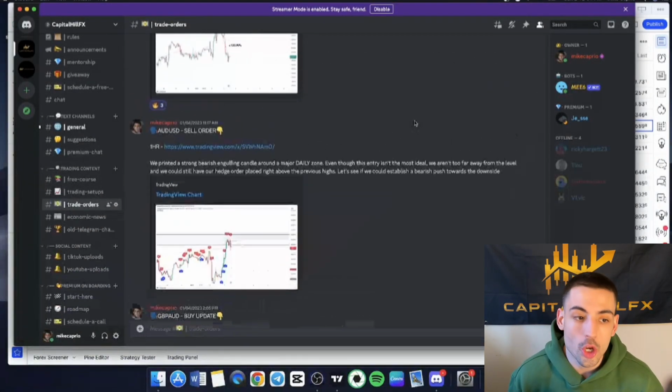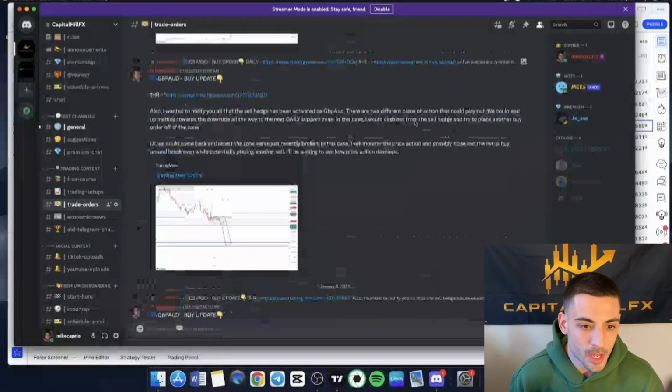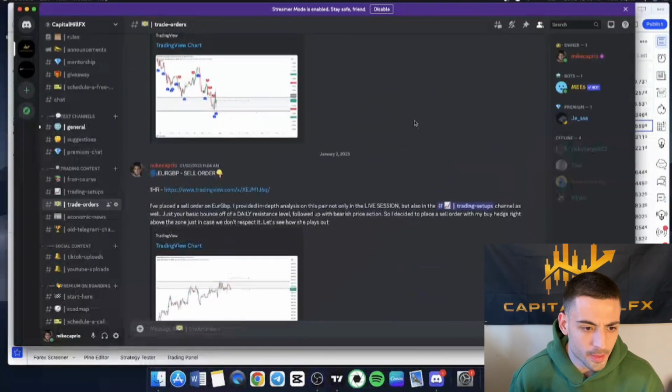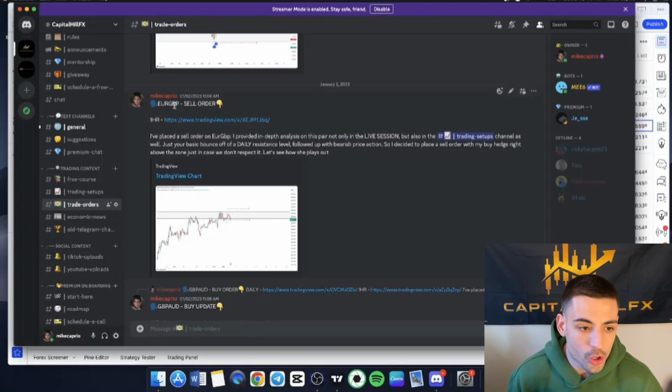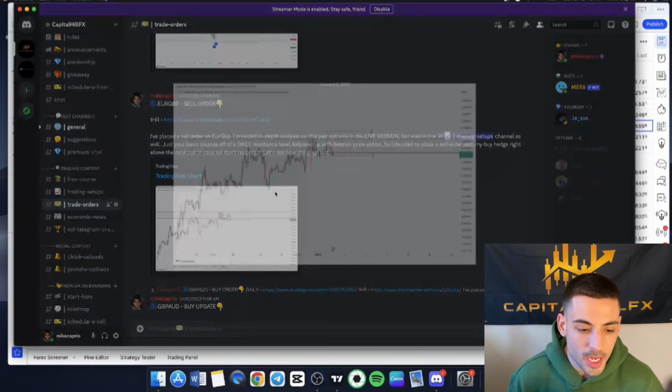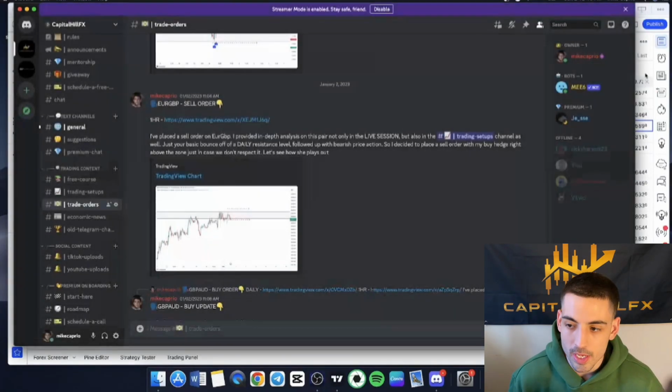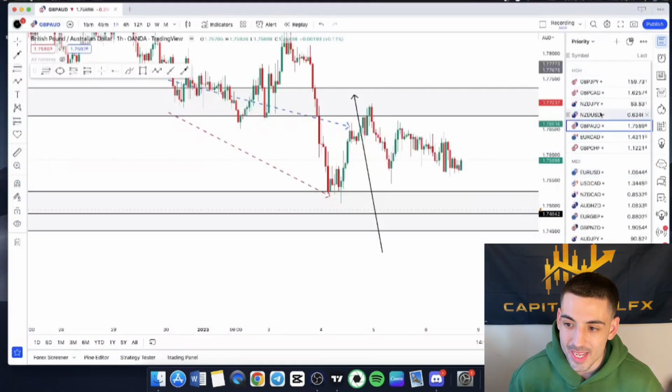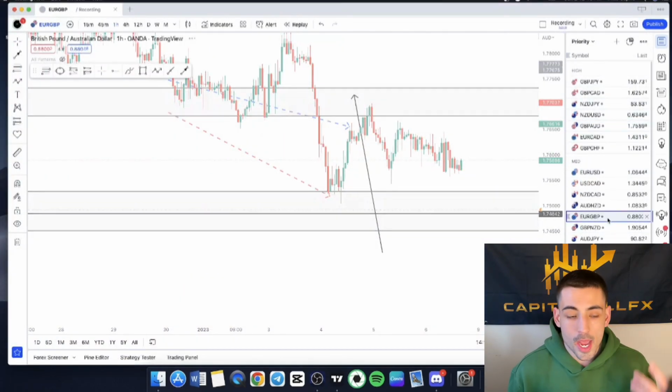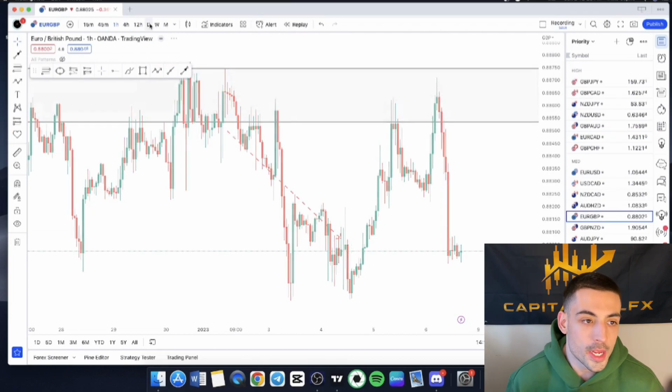Next, we're going to go into Euro GBP because that was the next trade order. I'm going to scroll up really quickly because I believe that was it right here. Sell order on Euro GBP. I placed a sell order on Euro GBP, and it was just a bounce off of a daily horizontal level. We could see that we were forming bearish price action off of a daily horizontal level, and we're going to go into this market right now.